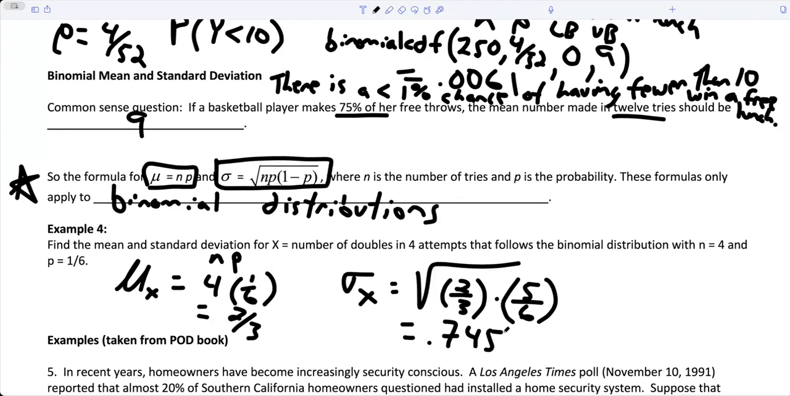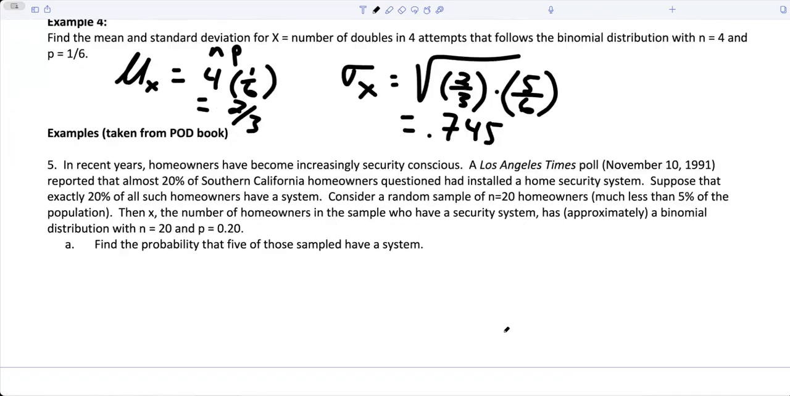So 2 more examples here. Okay, in recent years, homeowners have become increasingly security conscious. So it is reported that almost 20% of Southern California homeowners questioned had installed a home security system. Suppose that exactly 20% of all such homeowners have a system. Consider a random sample of n equal to 20. Then x, the number of homeowners in the sample who have a security system, has a binomial distribution with n 20 and p 0.2. Find the probability that 5 of those sampled have a system.